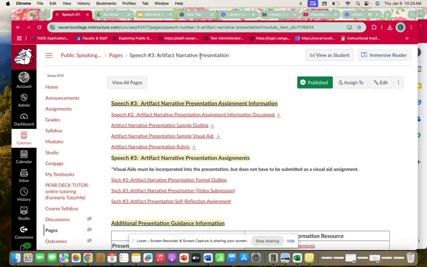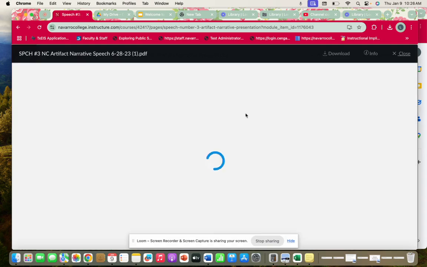Let's take a few minutes and look at the information regarding the artifact narrative presentation assignment. In this assignment, you are going to think about artifacts that represent your life. When you think of the word artifact, you think of an object. It's a possession. It could be a photo, it could be a piece of jewelry, something that represents your life. So, let's look at what's required with this presentation.